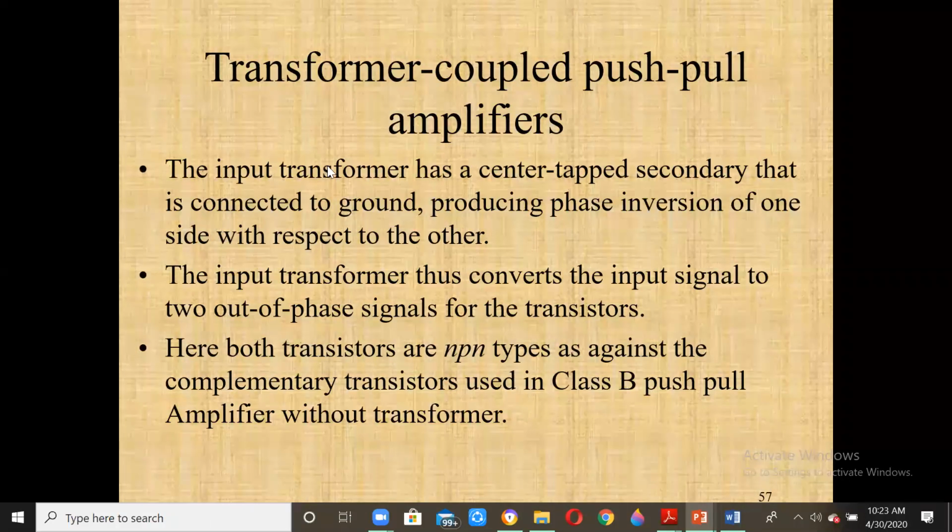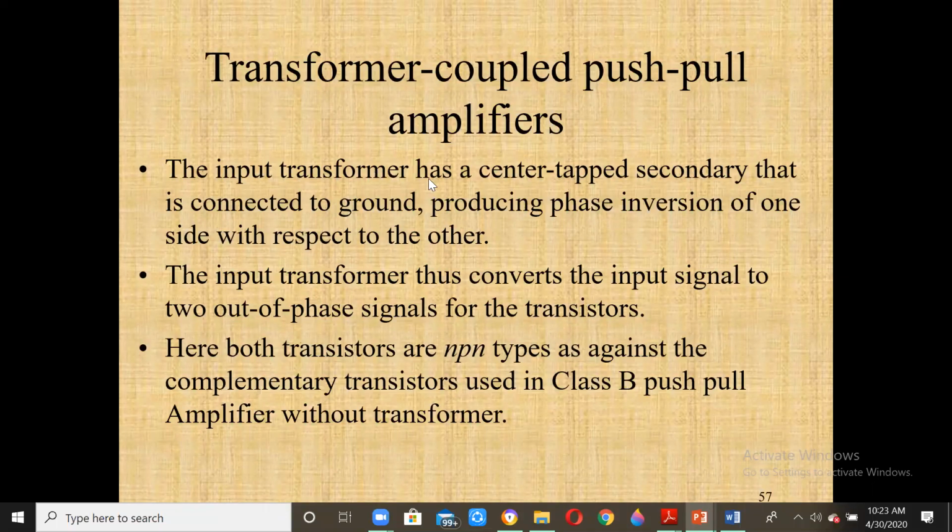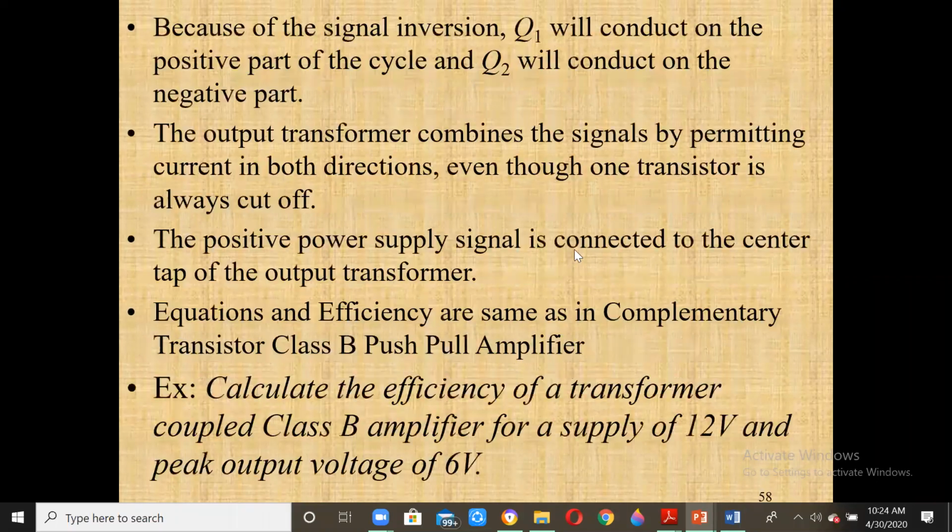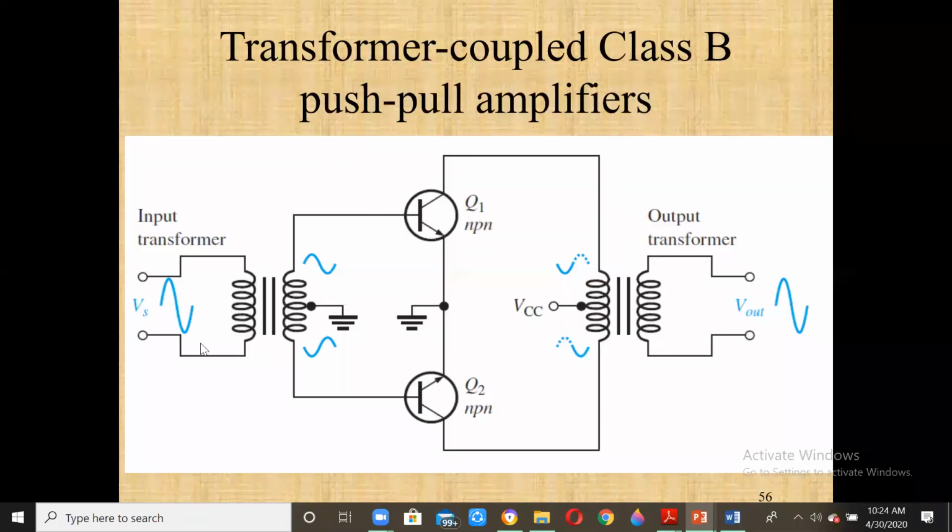The input transformer converts the input signal to two out of phase signals for the transistors. This is what I just explained. The input transformer has a center tapped secondary that is connected to ground, producing phase inversion of one side with respect to the other. Because of the signal inversion, Q1 will conduct in the positive part of the input cycle, Q2 will conduct in the negative part of the input cycle. When we talk about input, we are talking about totally the VI, or VS, which is there here.